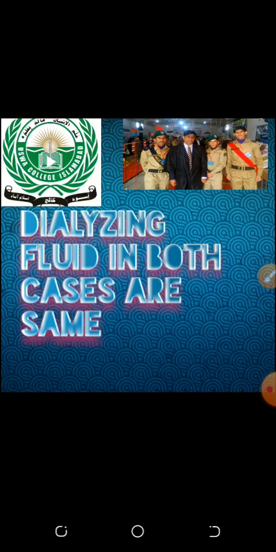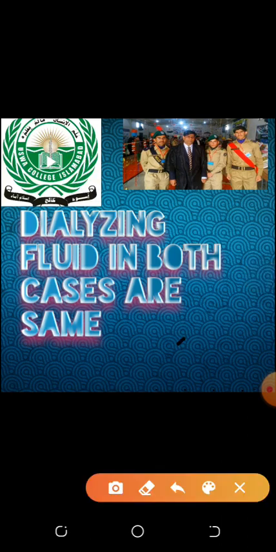The dialyzing fluid in both cases is the same. Important: the composition of the dialyzing fluid in both cases, what are the cases? You know what the cases are? One is the peritoneal case, one is the hemodialysis case. Two types of technique we are using, but the fluid you are using is the same, because that fluid will attract the urea from the blood.